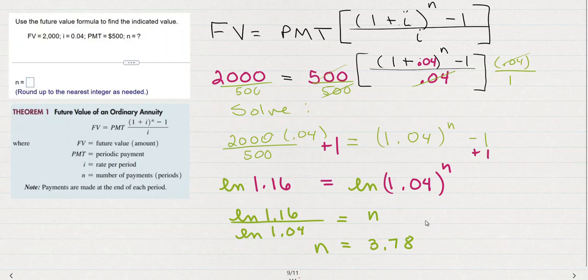Now, a bank doesn't allow you to make 3.78 payments. To get a future value of 2,000, we have to make at least 3.78 payments. So we're going to have to round up, always rounding up. So we'll have to make 4 payments, because if I made 3 payments, it wouldn't be quite enough. 4 will put us just over the value that we were looking for. This is why it says, by the way, round up to the nearest integer as needed. And that's why n, the number of payments, equals 4.